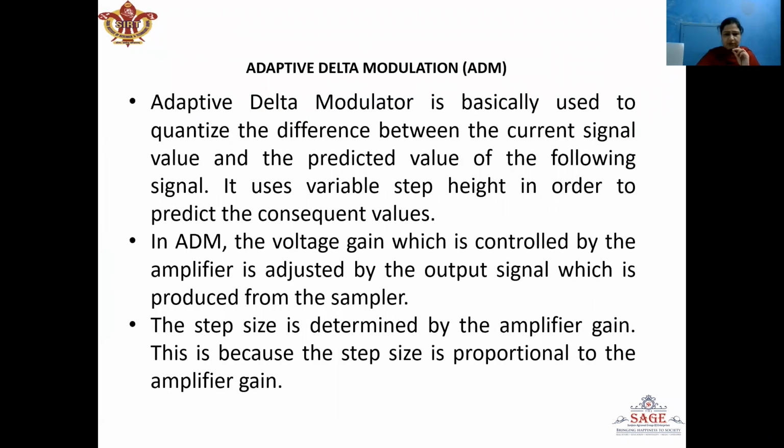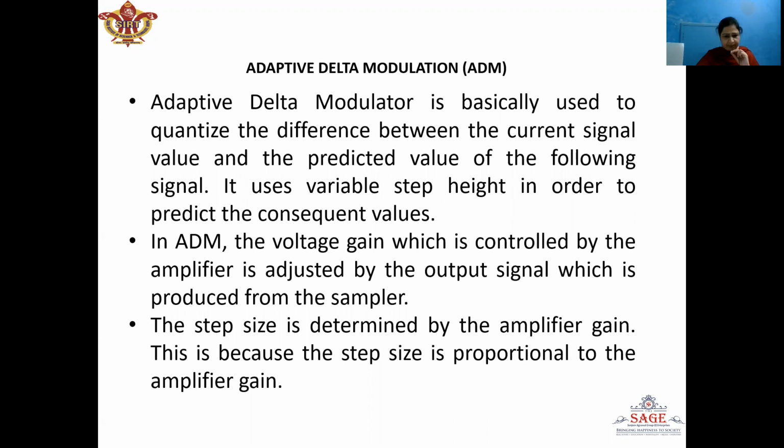So adaptive delta modulator is basically used to quantize the difference between the current signal value and the predicted value of the signal. It uses variable step height in order to predict the consequent values. The logic for step size control is included in adaptive delta modulator. The step size increases or decreases according to a certain rule depending on the 1-bit quantizer output. For example, if the 1-bit quantizer output is high, the step size may be doubled for the next sample. Whereas if the 1-bit quantizer output is low, then the step size may be reduced by one step.